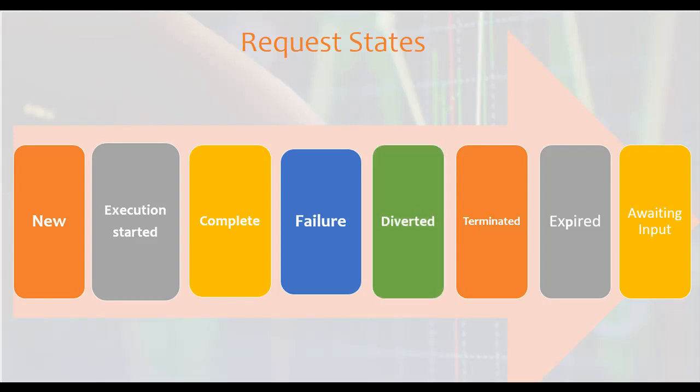Diverted. The diverted status is assigned to a request that needs to be redirected outside of AutomationEdge, typically due to issues that fall beyond the purview of AutomationEdge's capability. Terminated. In the case of long-running requests, an administrator may manually terminate them. Consequently, the status of such a request changes to terminated.